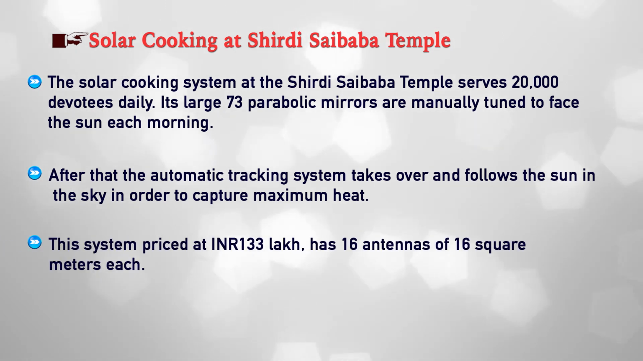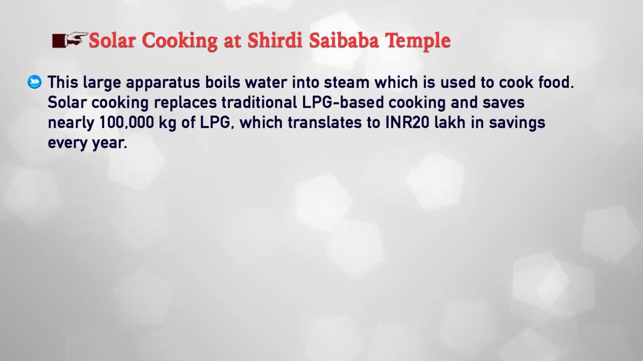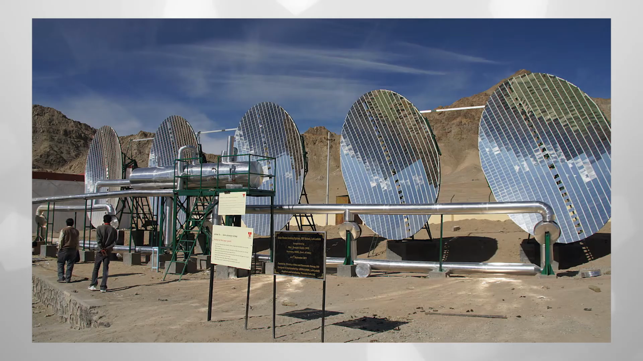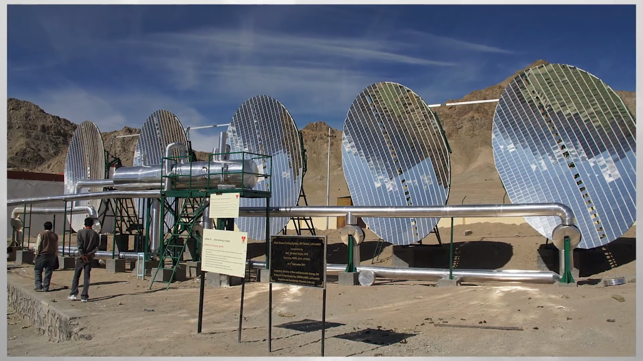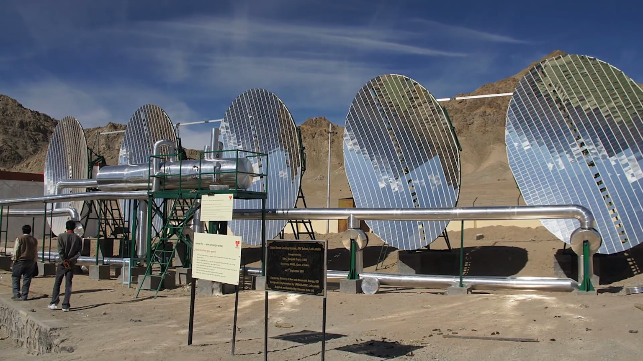heat. This system, priced at around 133 lakh rupees, has 16 antennas of 16 square meters each. This large apparatus boils water into steam, which is used to cook the food. Solar cooking replaces traditional LPG-based cooking and saves nearly 100,000 kilograms of LPG, which translates into 20 lakh rupees in savings every year.